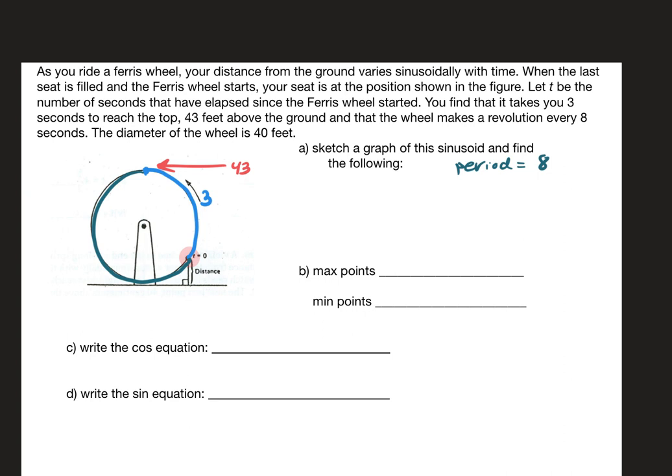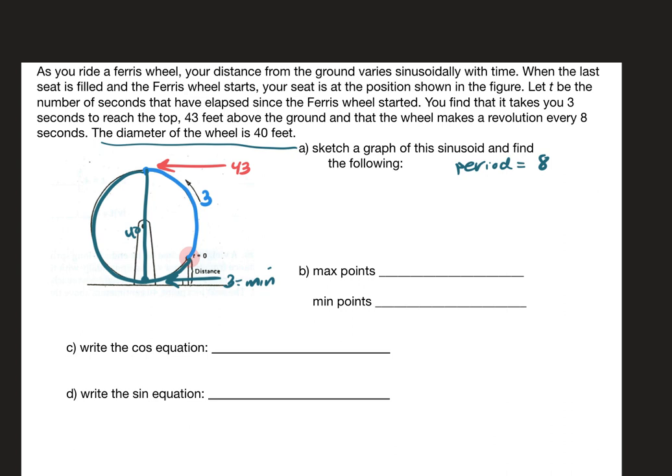It says the diameter of the wheel is 40 feet. So from here to here is 40, which means the bottom is 43 minus 40, so the bottom is 3. Then how is T 3 feet off the ground? T is not 3 feet off the ground. T is time. This T is your time. So they're saying they're starting T when you've already moved on. That's why I think it got confusing.